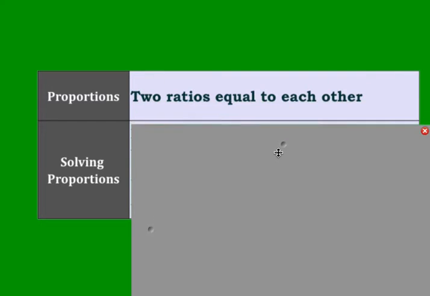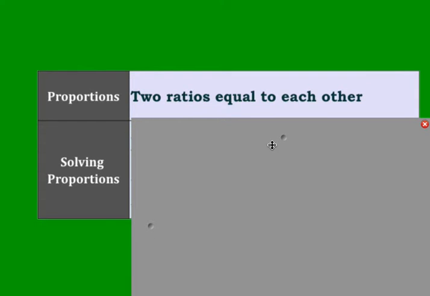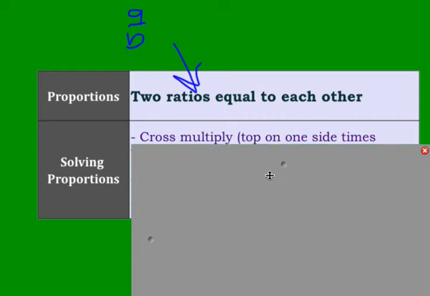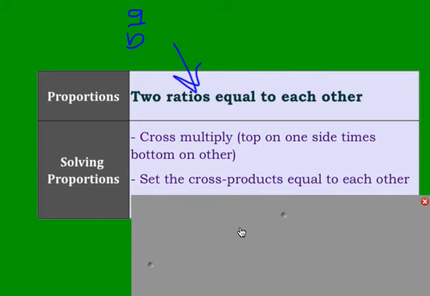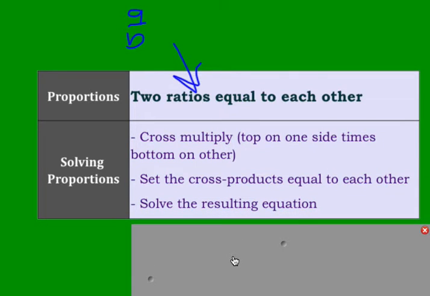So what are proportions? Okay, proportions are two ratios that are equal to each other. Now, ratios are fractions. So if I have A over B, that's a ratio. It's kind of a fancy word of saying a fraction because we're setting things up in proportion with each other. How do we solve a proportion? So we're going to cross multiply. What does cross multiply mean? Cross multiply means you're going to do the top on one side times the bottom of the other, and the top on the other side times the bottom of the other, and you're going to set them equal to each other. Okay? Then you're going to solve the remaining equation.